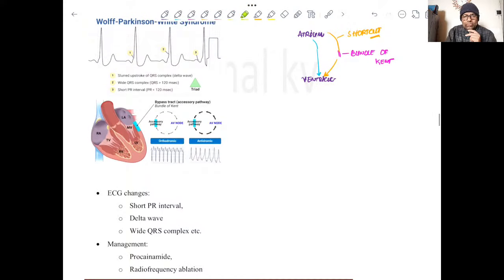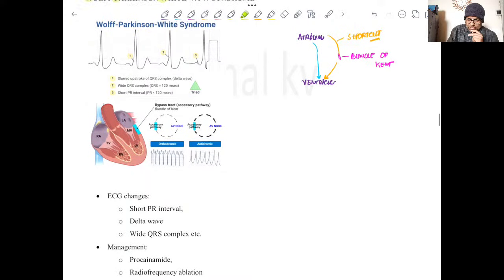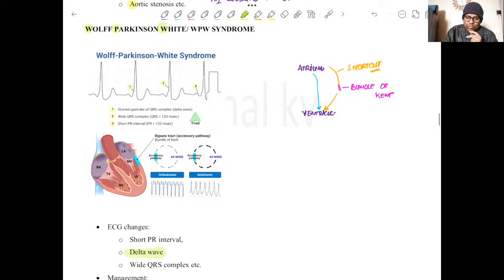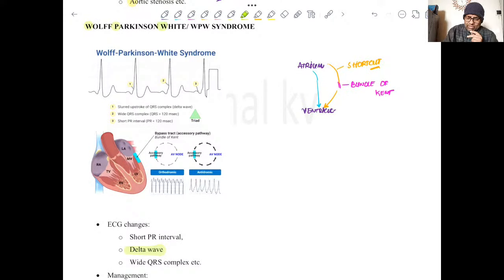Now how is this reflected on ECG? The very first thing which everyone should remember is the delta wave. Now what is a delta wave? Normally when we see the waves, the wave has to be something like this, right? But what happens in the delta wave? The wave becomes something like this. Okay, and we call it slurring of the upstroke. So this is known as the slurring of the upstroke of the QRS complex, right? So this is slurring of the upstroke.